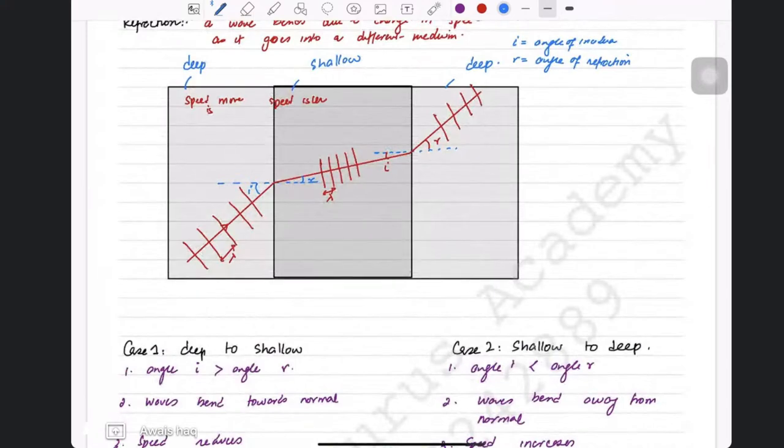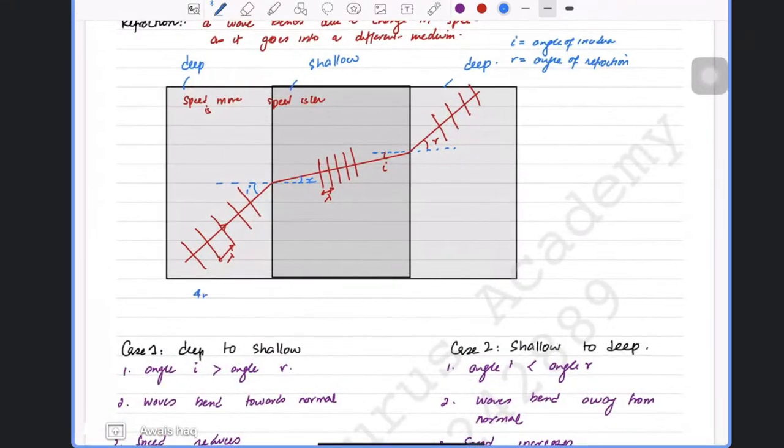When it exits the second medium and then goes back to the first. Suppose here the depth was 4 meters, here the depth was 4 meters and this was 2 meters. Then it would be parallel. That's correct. If the depth was different, then it would not be parallel.